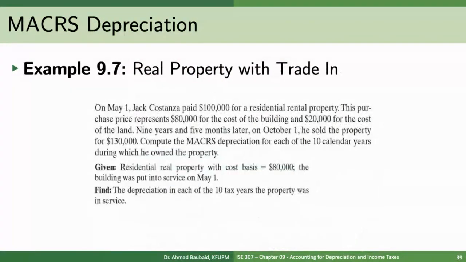So how do we solve problems with the mid-month convention? Well, the problem usually will tell you when a building was bought. In this case, if you read the example, it says on May 1st in a particular year, Costanza paid this much for a residential rental property. So this again is real property. It's of the residential rental type. So its N is 27.5.